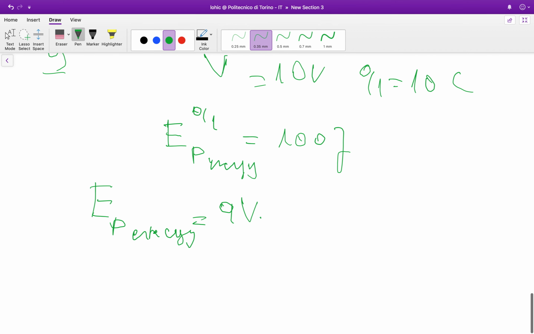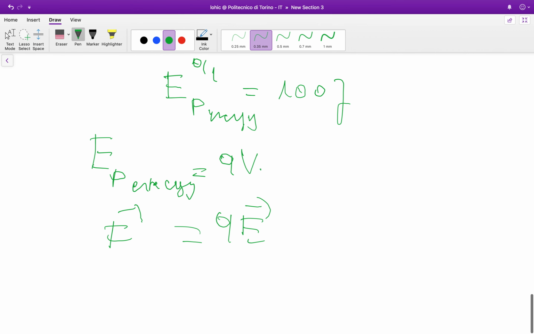Exactly as you should remember, the electric force is the charge multiplied by the field. Okay, this is some kind of duality.